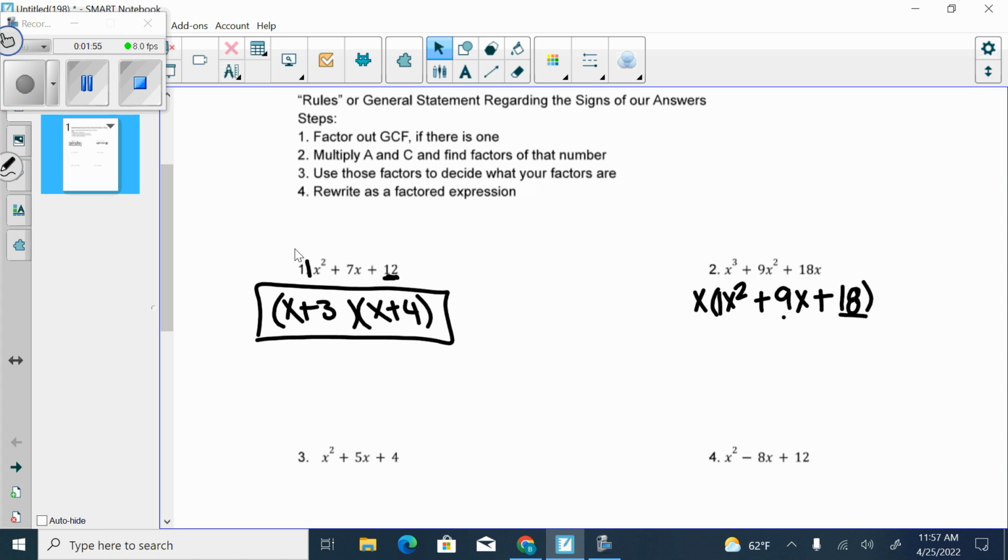And they are both positives, so we do need to use a positive for both. So I have x plus 3 and x plus 6. But remember, anytime you take a GCF out, you do need to put that in front of all your parentheses. So we do have that GCF of x out in front.